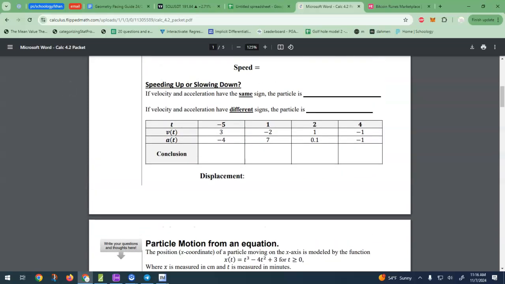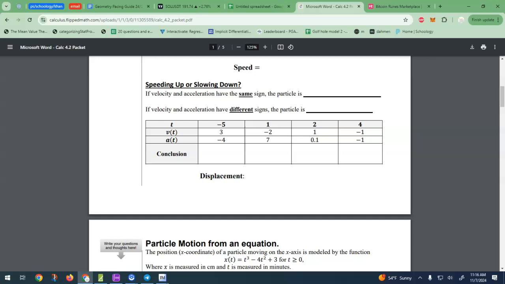Alright, speeding up or slowing down. If the velocity and acceleration have the same sign, the particle is speeding up. If different signs, the particle is slowing down. So this is like some particle, and they give the velocity and acceleration at these times. If they're the same, speeding up. If they're different, it's slowing down.